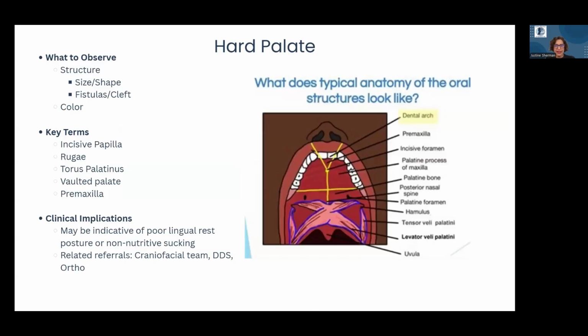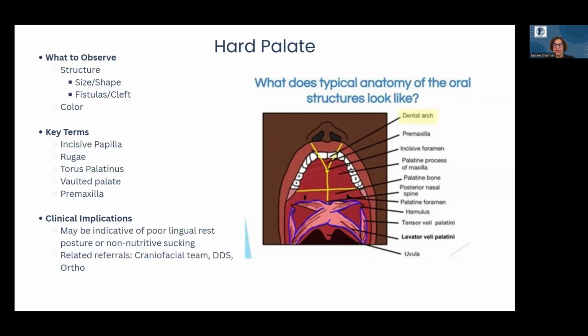We're looking at the hard palate here. Hard palate is more than a roof for the mouth. It guides tongue movement, it shapes our resonance, and it supports oral motor function. So during that OPE, I assess structure, integrity, and functional impact because chronic oral habits, tongue posture, or airway patterns can shape palatal anatomy over time.